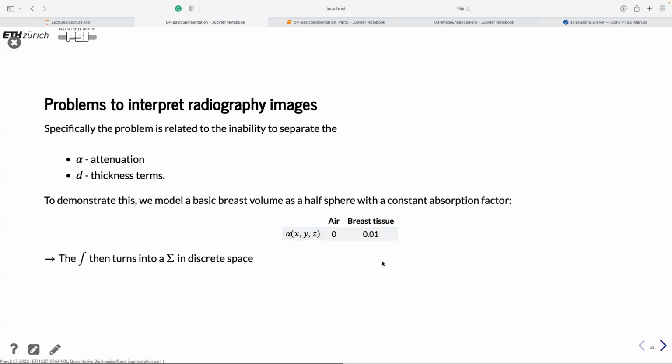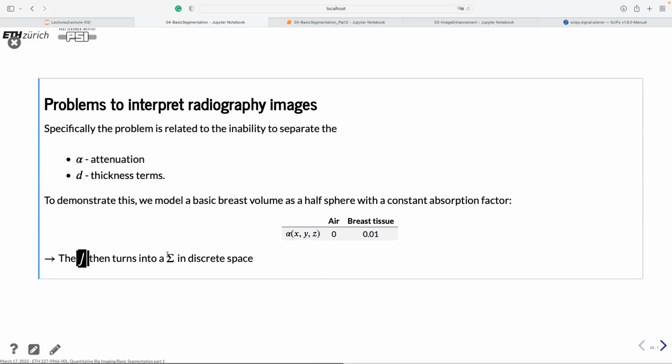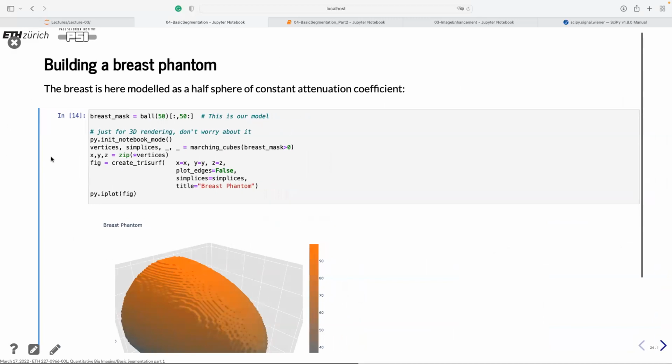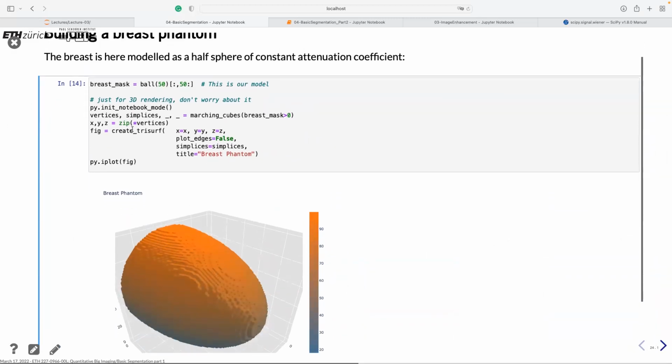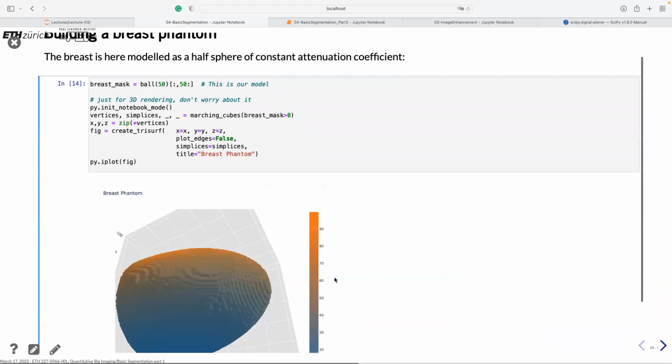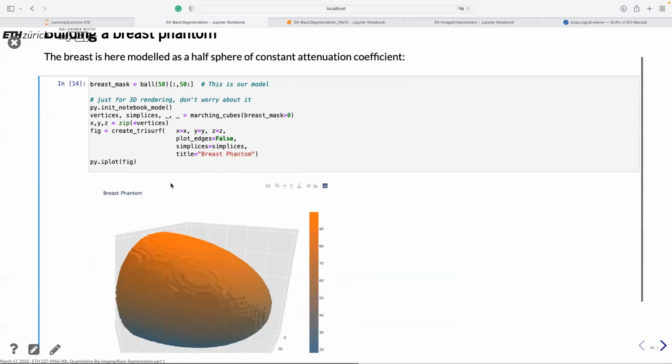In the real case, as we have a more or less discrete object, the integral actually turns into a sum instead. So let's do this model. Here we have a simplified surface. I think I could rotate it. Yep. And this would be our phantom that we are playing with.